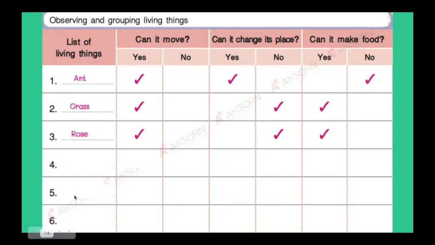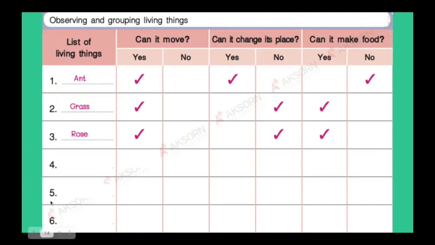So number 4, number 5, number 6, find some other living things. Find some animal, some plant, and some other living thing, some microorganism, for example, neither plant nor animal. Okay, something different. Find 3 different living things and answer the question. Can it move? Can it change its place? And can it make food? The same like we did, all right?